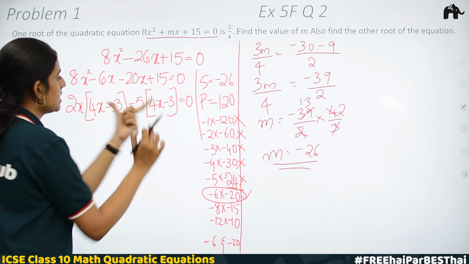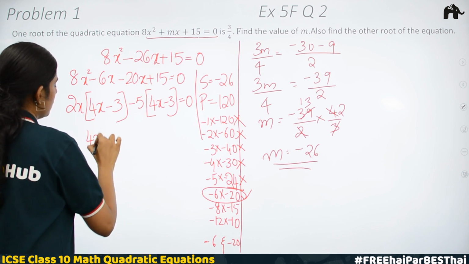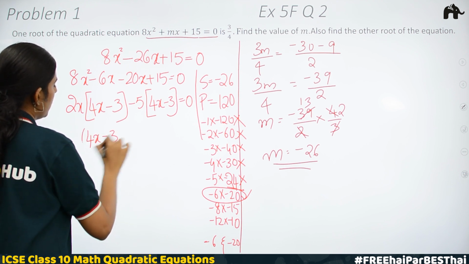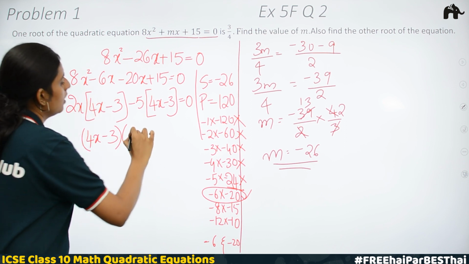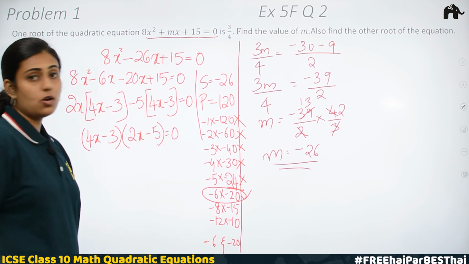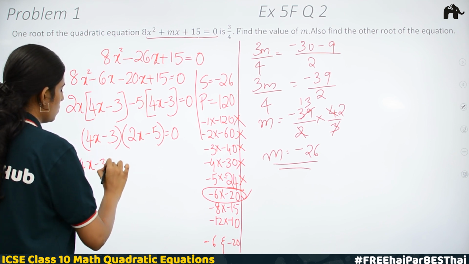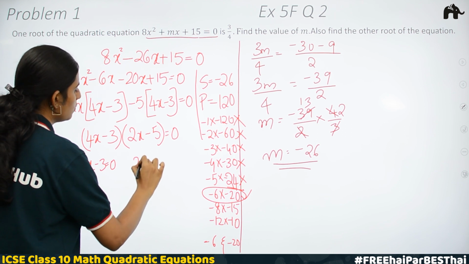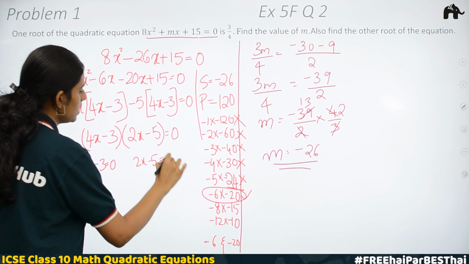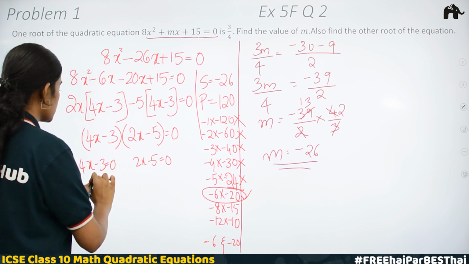4x minus 3 is common in both the terms. Taking them outside, (4x minus 3) into the remaining (2x minus 5) is equal to 0. Now using the zero product rule, 4x minus 3 is equal to 0 or 2x minus 5 is equal to 0. When 4x minus 3 is equal to 0, what is x?